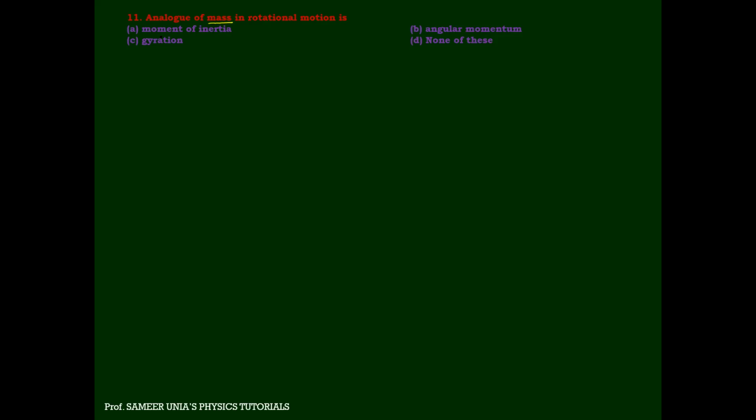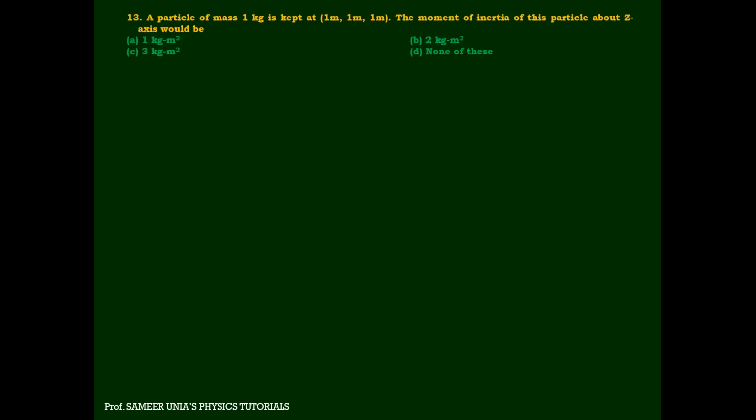Mass is analogous to moment of inertia. That is A. Okay, so this is there. Question number 13. A particle of mass 1 kg is kept at 1, 1, 1. The moment of inertia about z axis.